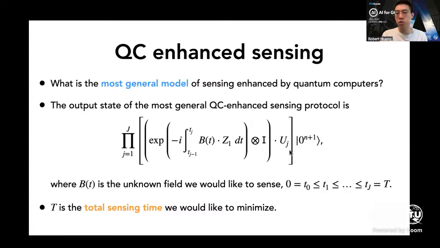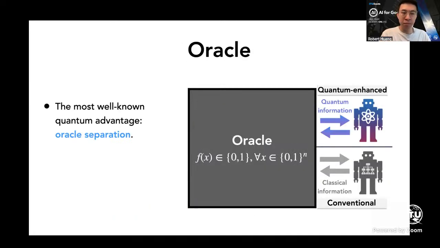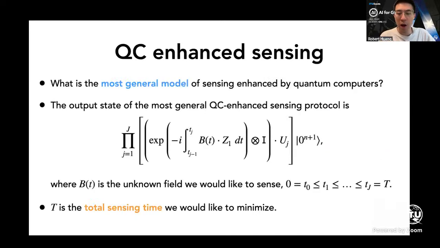But now it's much more general because we now have a quantum computer that sits on the side that can control the sensor coherently. So let's see what happens. One can try to utilize this model and try to figure out what is the optimal scaling.